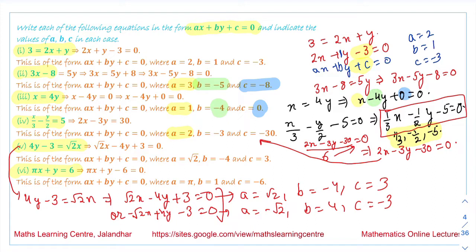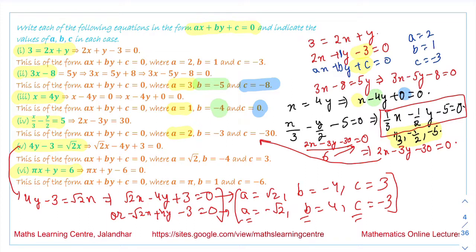So what we see from these examples is that it is not like the values of a, b, c are the same, or fixed. They can vary depending on how we are writing the equation, in which form we are writing the equation.